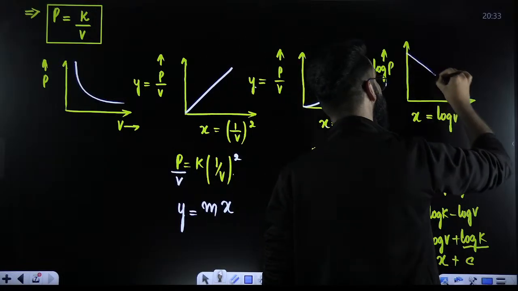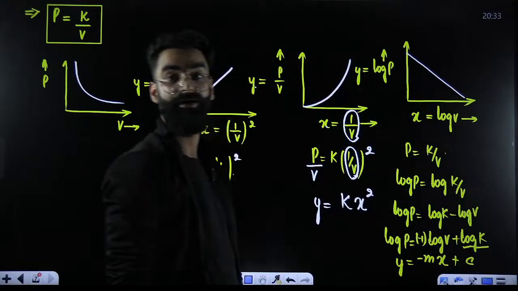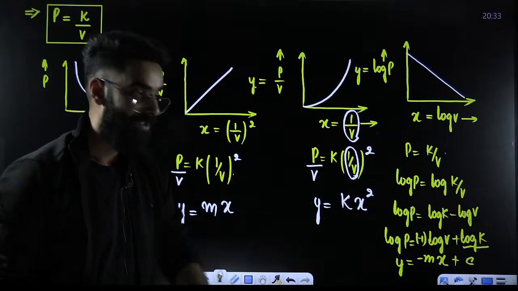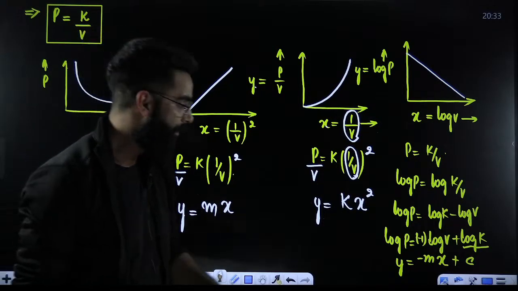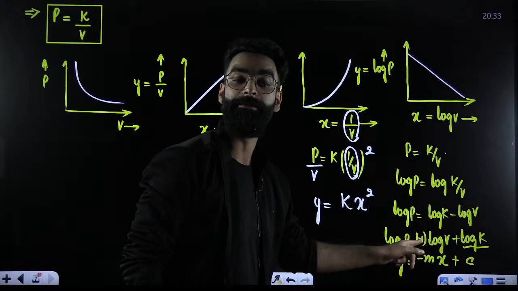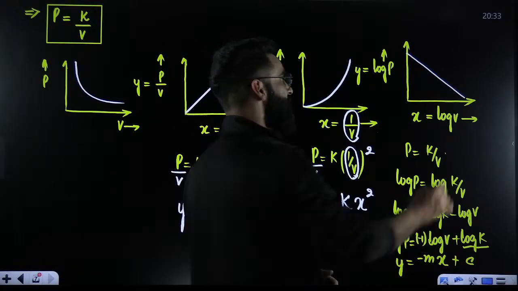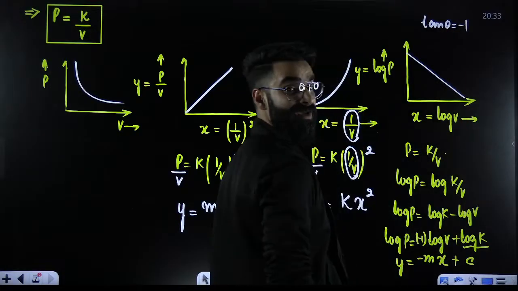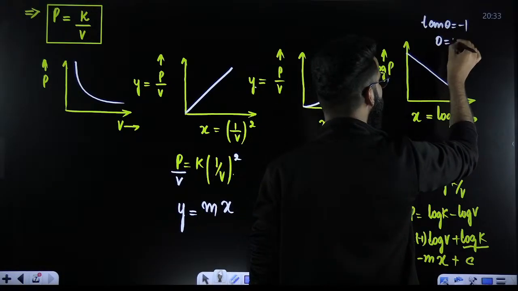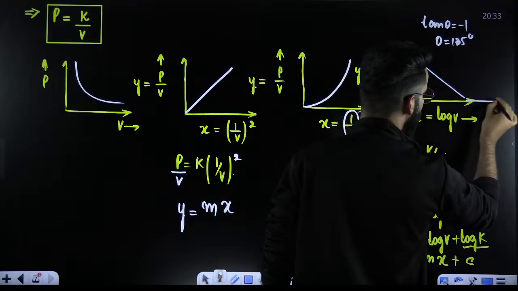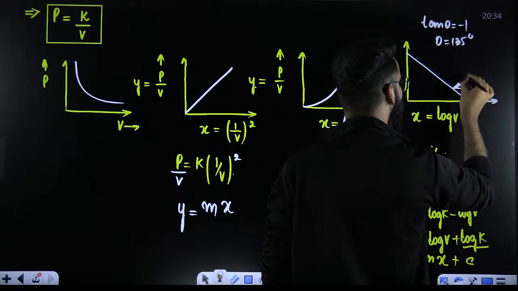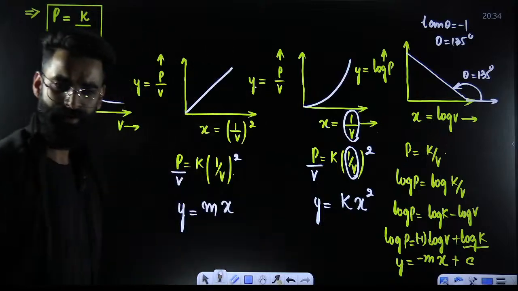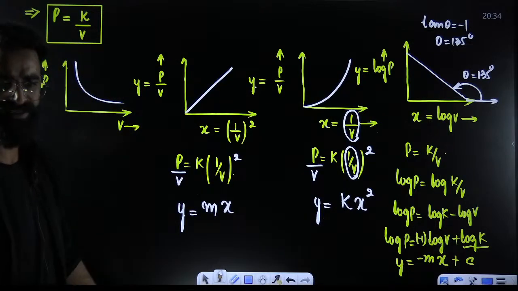So the graph has to be like this, right? Minus mx plus c. Perfect. Now, my dear students, you can understand one more thing here. What is the slope here? Slope is minus 1. Slope minus 1 means tan theta is minus 1. When is tan theta minus 1? When theta is 135 degrees. So this angle theta has to be 135 degrees over here. Perfect. I believe this is clear.